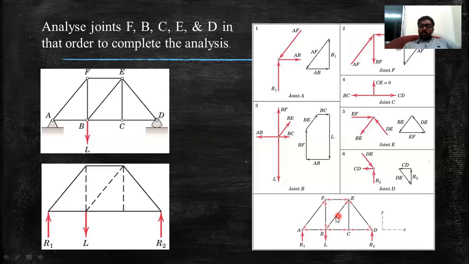This particular member is undergoing tension. This particular member is undergoing compression, and like this. For every member we can say whether it is undergoing tension or compression, and simultaneously we can write down the value above every single member. Clear?